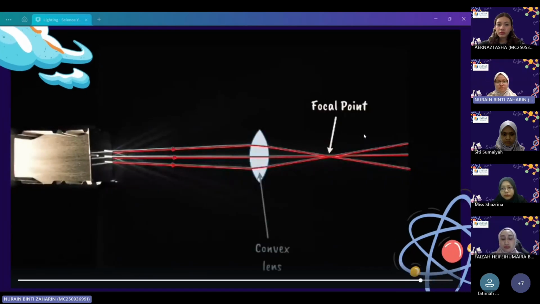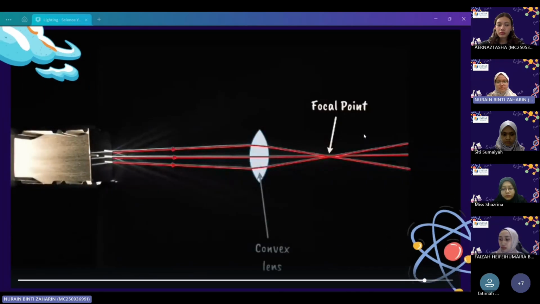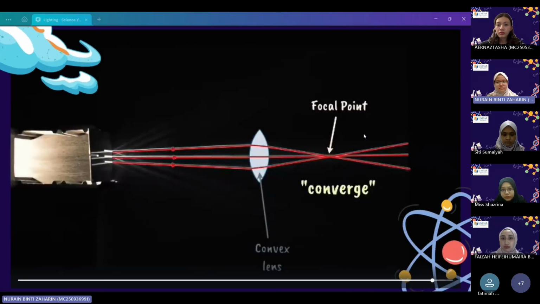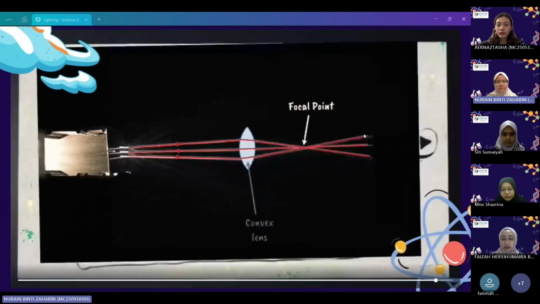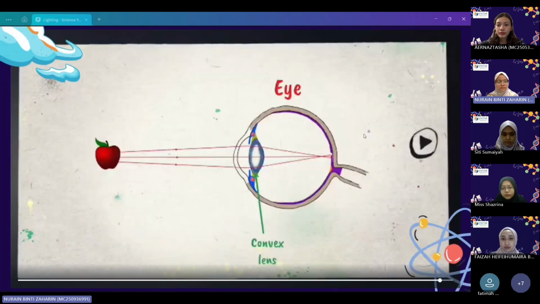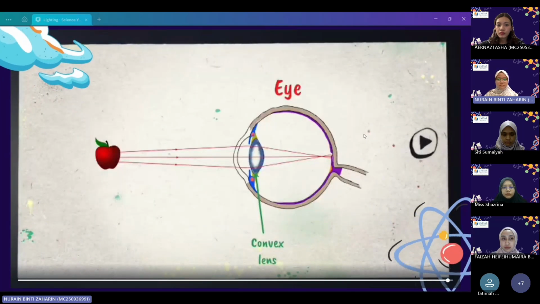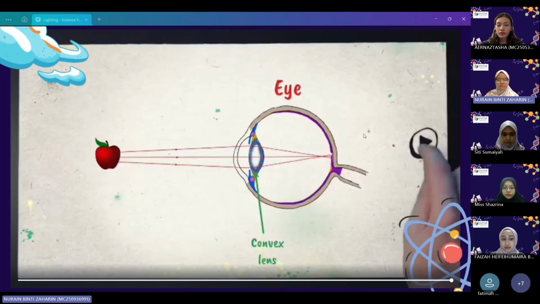This is called a convex lens, sometimes known as a converging lens, because the light rays converge as a result of going through the lens. It's this type of lens that we have in our eyes that allow us to focus light from objects onto our retina, so we can see a clear image.